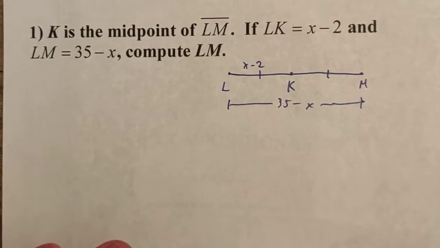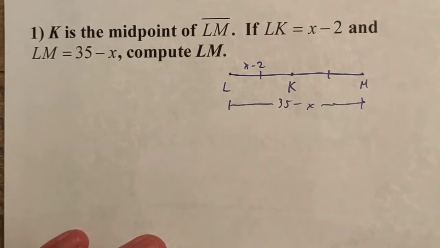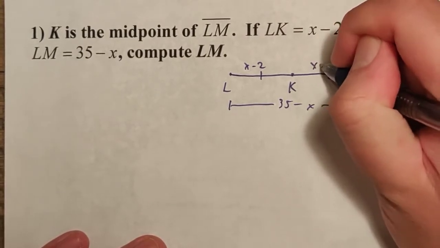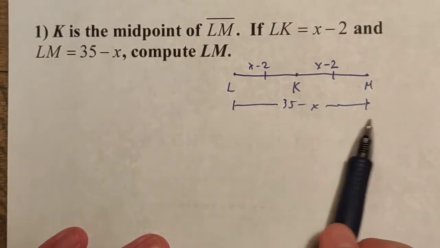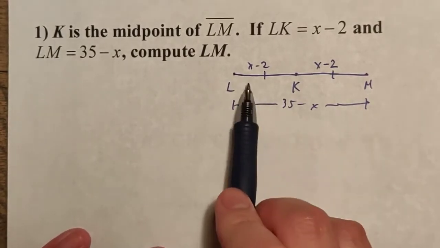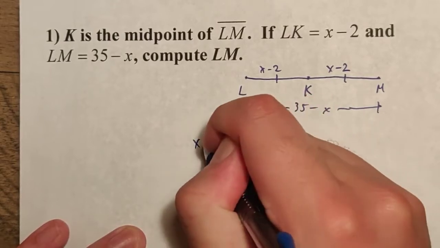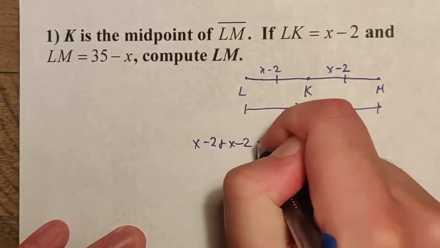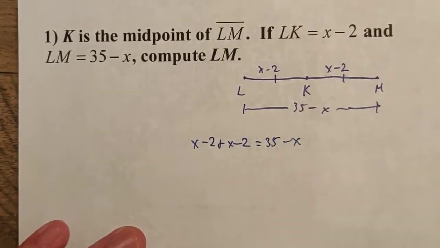Again, when we use the word compute, it means we're going to get a number at the end. Considering what's going on here, if LK and KM are congruent, that means they're the same length. So I can write KM is also x minus 2. Now we have a small segment, and this large segment is the sum of these two small segments, so I can add them together. I can write x minus 2 plus x minus 2, and this is guaranteed by our partition postulate, is equal to 35 minus x. We can set that up.